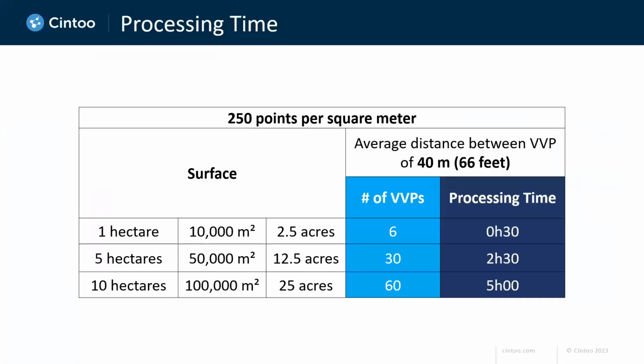So talking about processing times, this is what we have experienced. If you have to process 2.5 acres, which is about 1 hectare, it will probably generate 6 VVPs. It will take about 30 minutes. Now, if you have more, of course, you see the numbers here. We have an objective in the company to reduce this processing time. In the next few months, probably we'll be able to divide this time by at least 5 or maybe hopefully 10 times. But this is what you will experience with this first version of the upload.